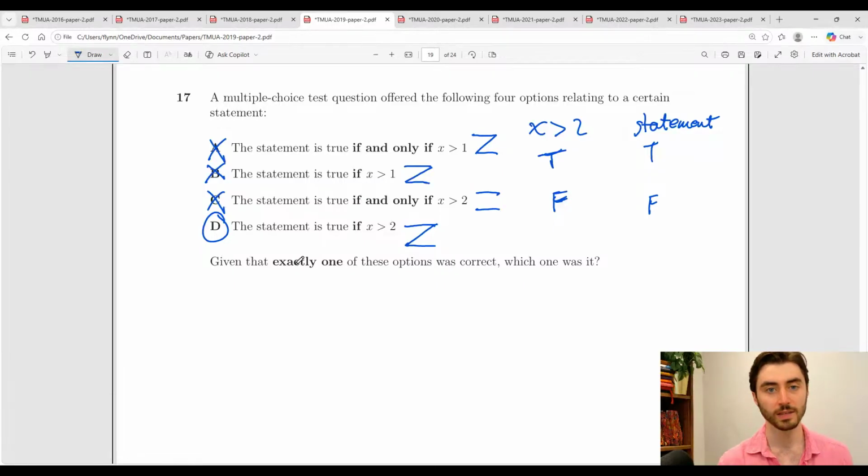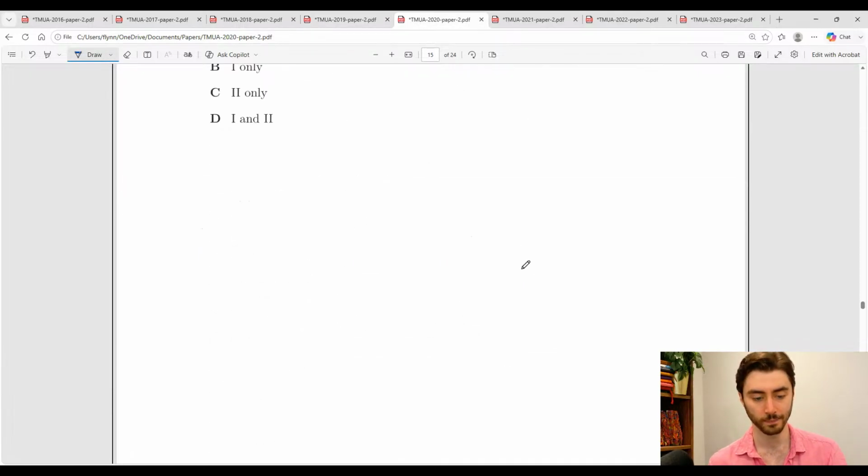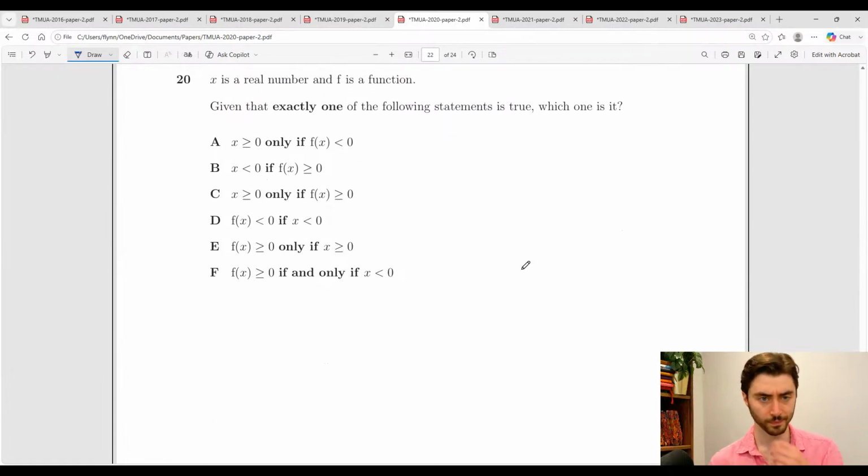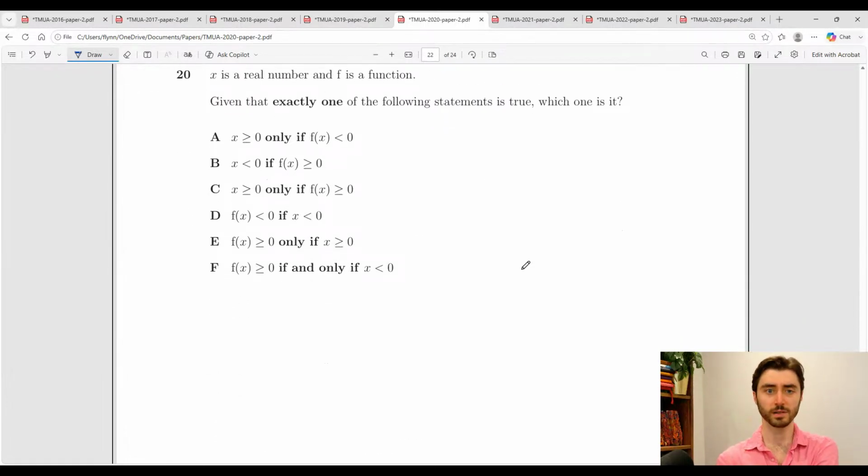I think this would best be done on a different example, though. I feel like this was a bad example to start on. I think it's going to work better on 2020. Question 20. So here, let's consider this. So we have a real number and a function.